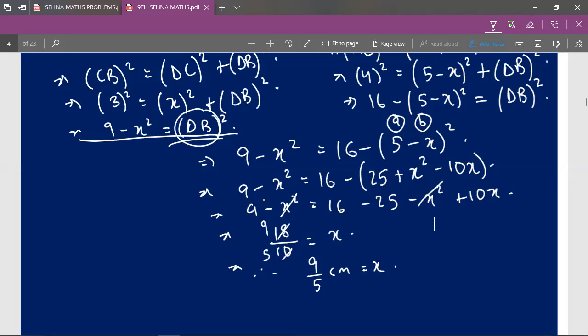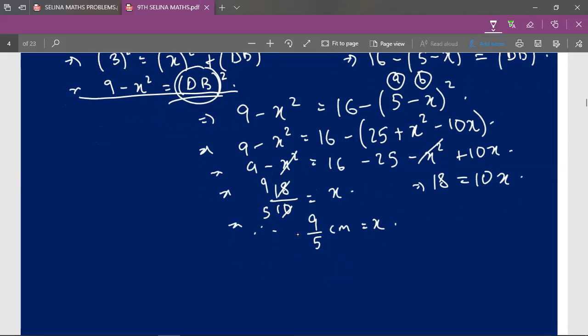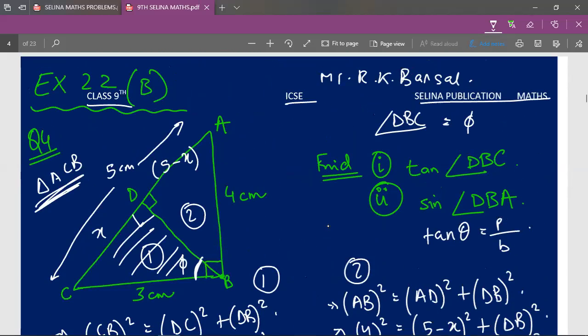So 18 is equal to 10x. And according to the linear equation formula, the 10 from the RHS will be divided by 18 over here, and it will become 18 upon 10 is equal to x. And we further divide it, and it becomes 9 by 5. And don't forget the units. So our x will be 9 by 5 centimeter is equal to x. So we'll write that down. So x is equal to 9 by 5 centimeters.